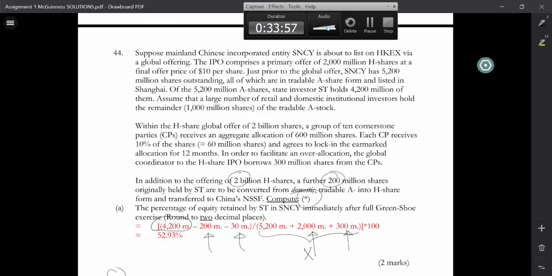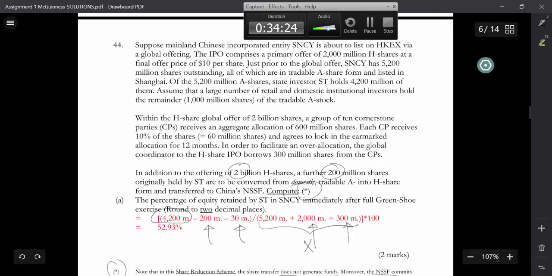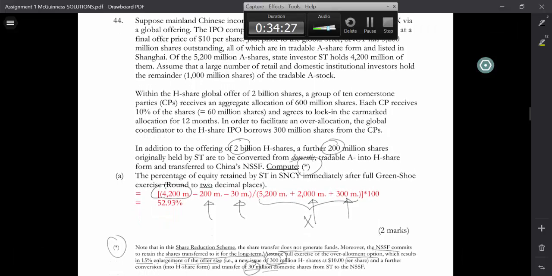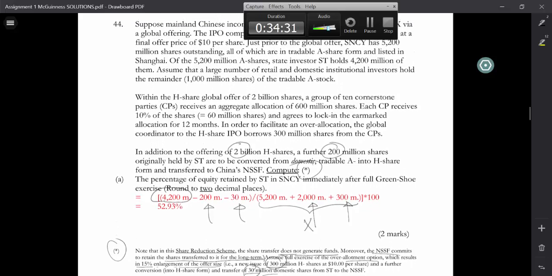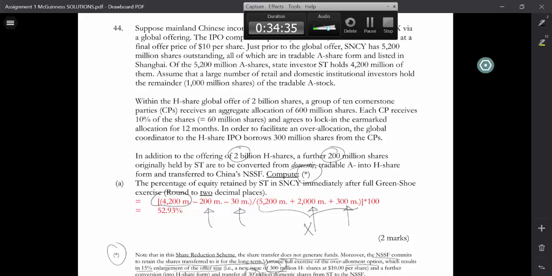Within the H share global offer, a group of 10 cornerstone parties will buy 600 million, and each of them will buy 60 million. And they agree to a lockup, so on and so forth. In order to facilitate an over-allocation, the global coordinator borrows 300 million shares from the cornerstone parties. In addition to the offering of 2 billion of H, a further 200 million shares originally held by ST are converted from domestic tradable A into H and transferred to China's NSSF.